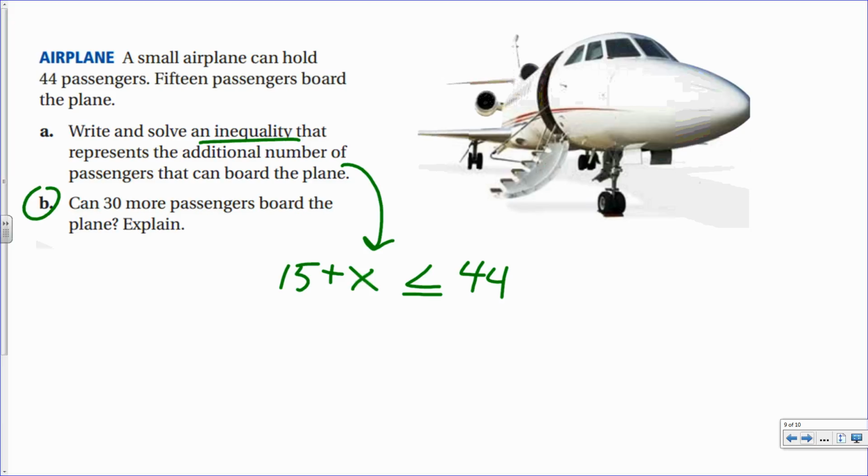Part B says, can 30 more passengers board the plane? Well, if I plug the 30 in here, 15 plus 30 is 45, and that's not less than or equal to 44. So it doesn't work. So you would say no. That'll be one too many people for the plane.